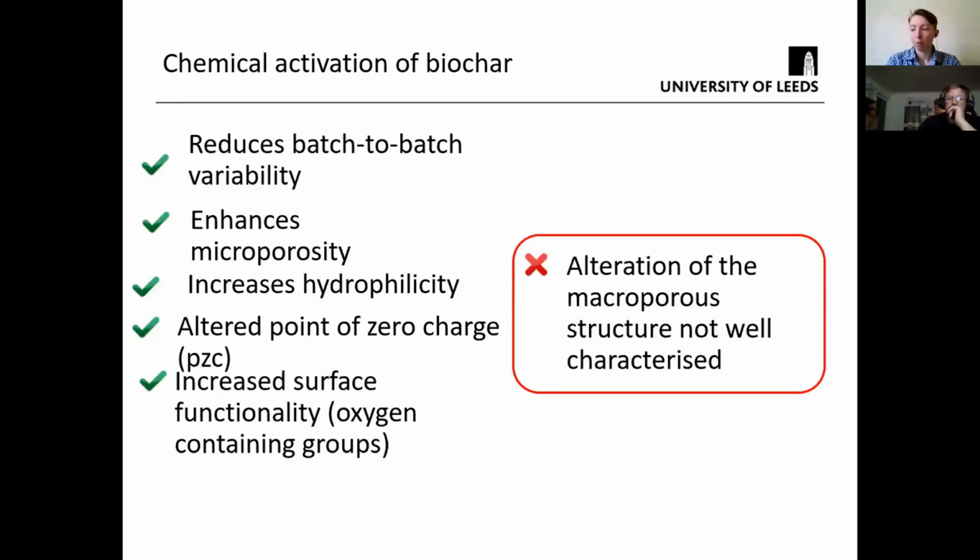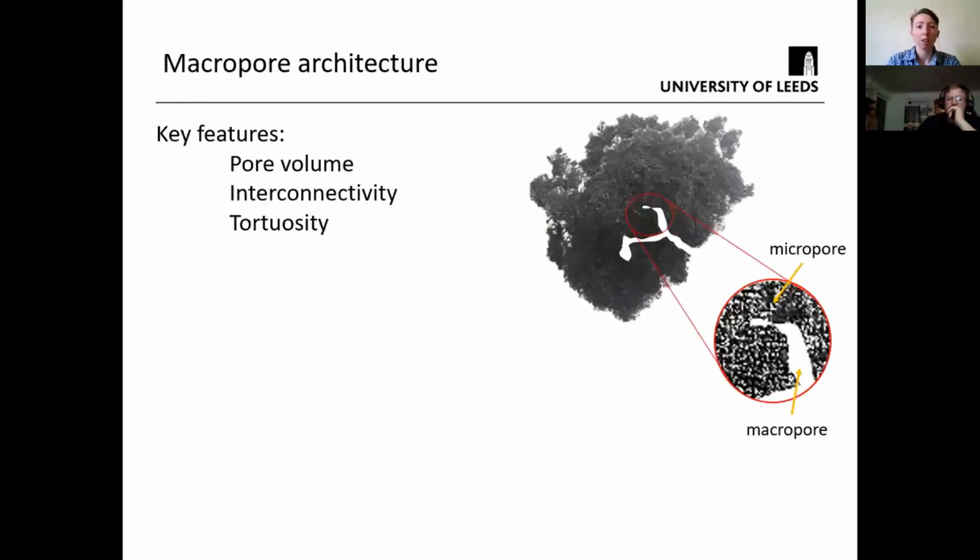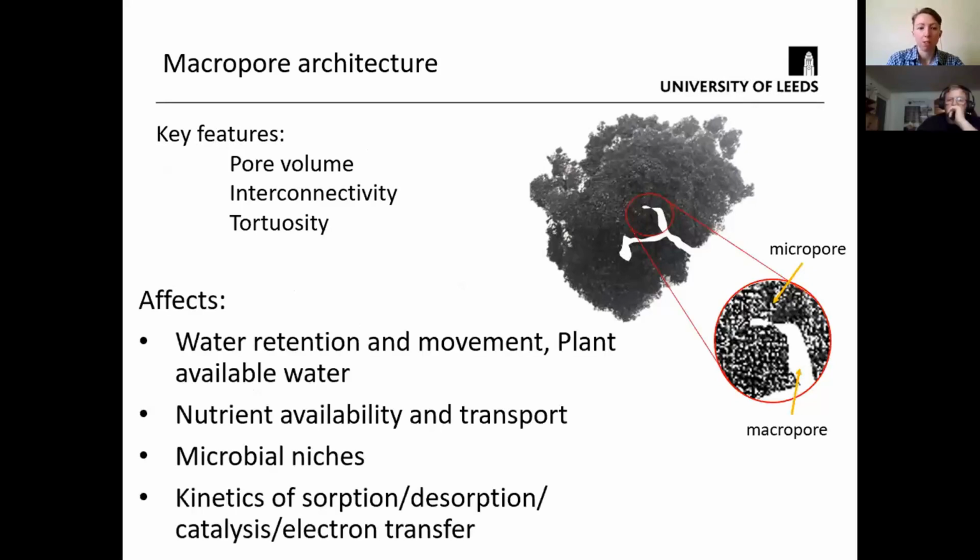And macroporosity is, in fact, quite an important feature for something like absorption. The macropore structure has implications for a range of reasons, affecting water retention and plant available water, nutrient movement, the effectiveness of their use as microbial niches, and most importantly for me, the kinetics of absorption and other processes which require transport to inner surfaces of biochar.